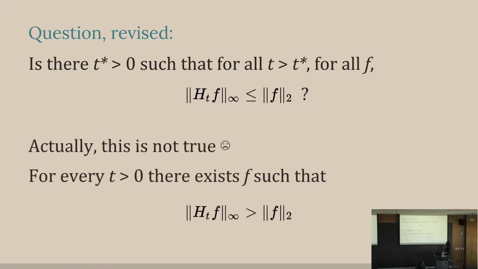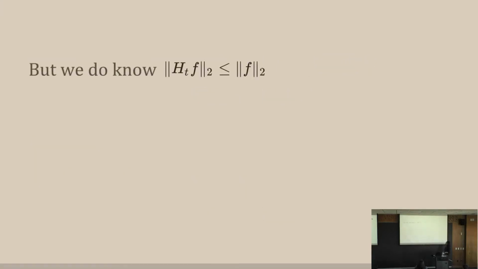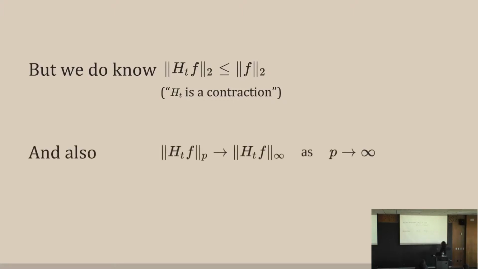Yeah, so this is not true, but we can actually make another calculation that shows that the heat operator applied to a function, the 2 norm is always bounded by the original 2 norm of the function. In math speak, the heat operator is a contraction of the 2 to 2 norm. It just says that it always makes distances smaller when you look at the variance of functions after you apply the heat operator. So we also know that the p norm actually converges to the infinity norm.